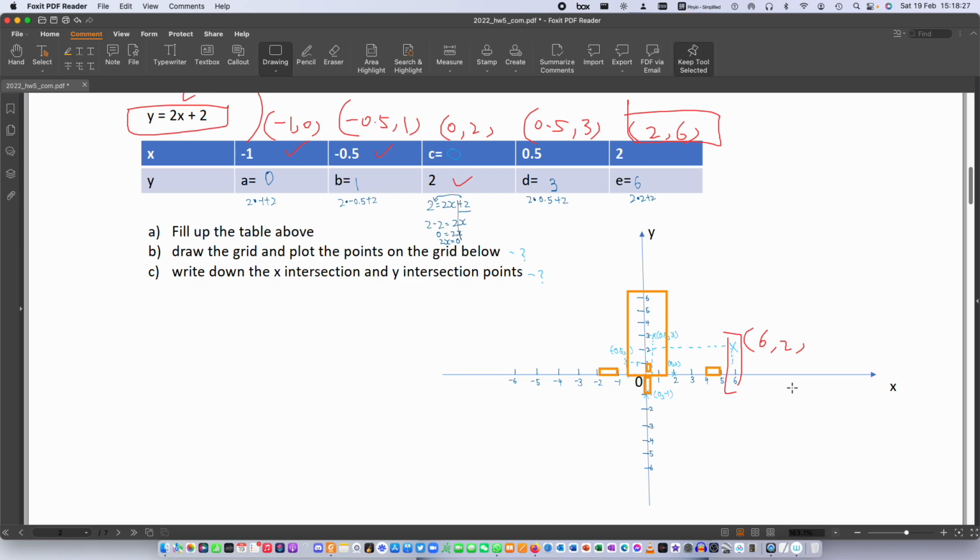What did I say you need to do once you completed the table? What do you need to do? Write what? The x-axis? What are you talking about? You don't even know how to call this one. Write them in coordinate form. This is called coordinate form. This is the table form. This is coordinate form. Write them in coordinate form.